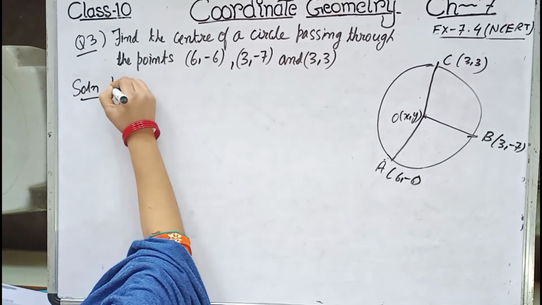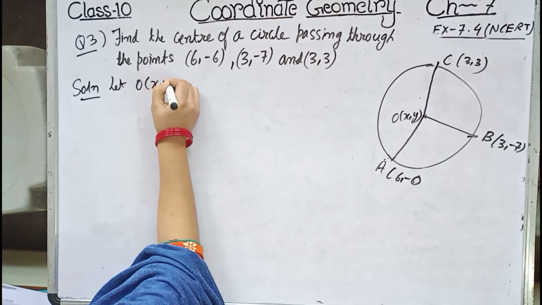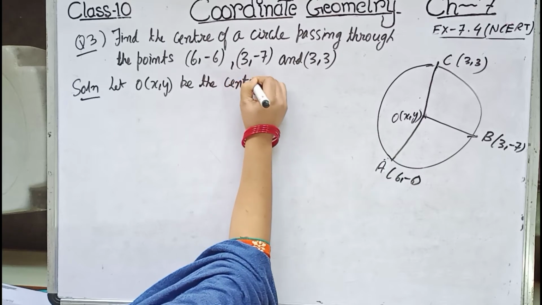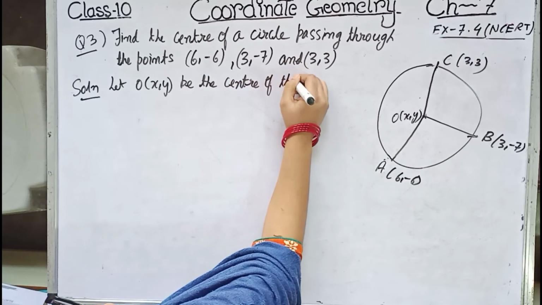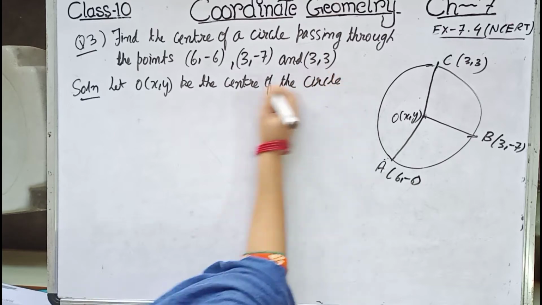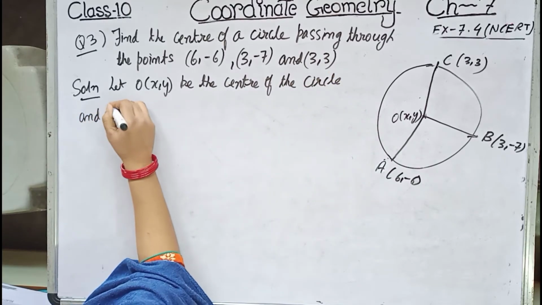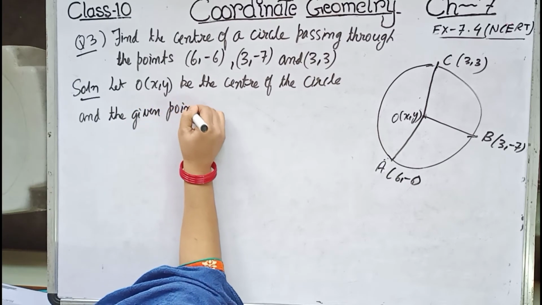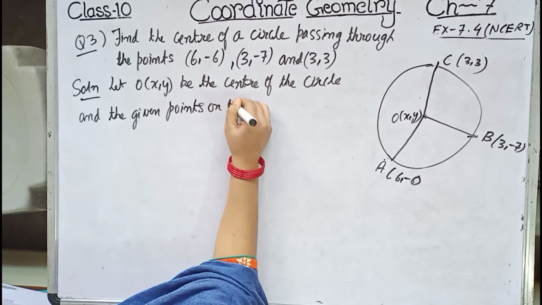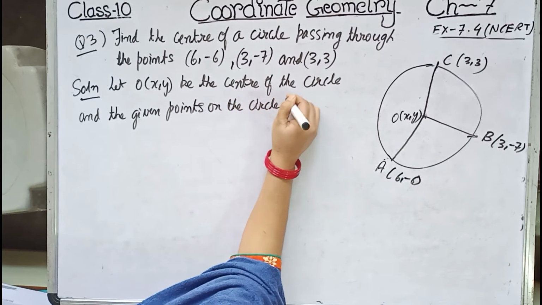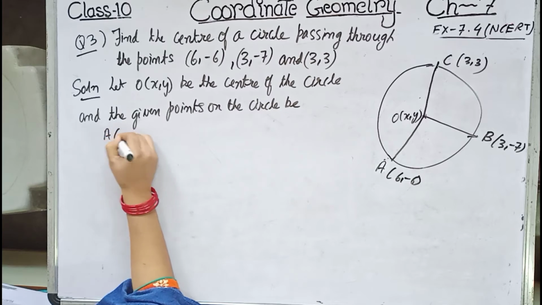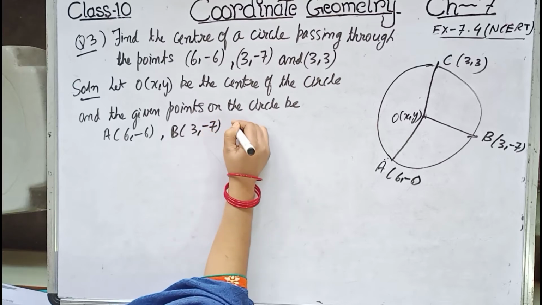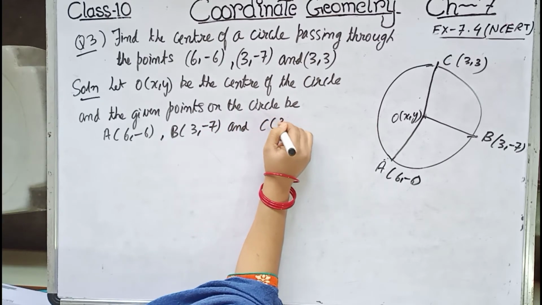Solution: let O (x, y) be the center of the circle and the given points on the circle be A (6, -6), B (3, -7) and C (3, 3).